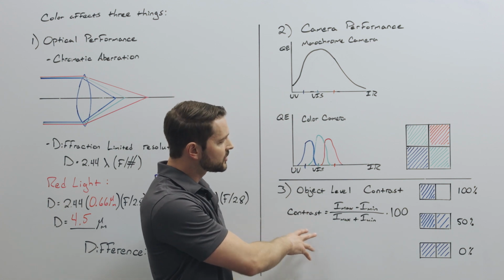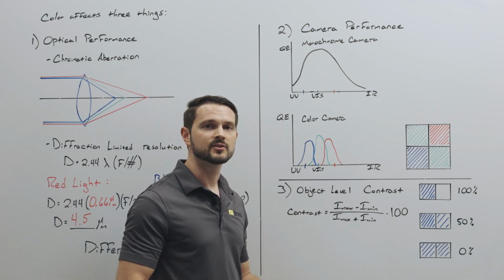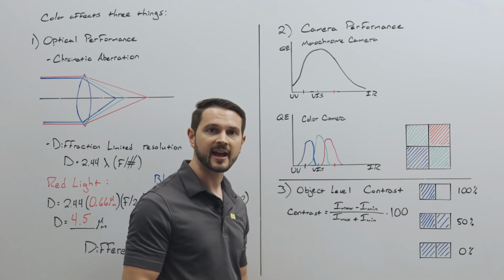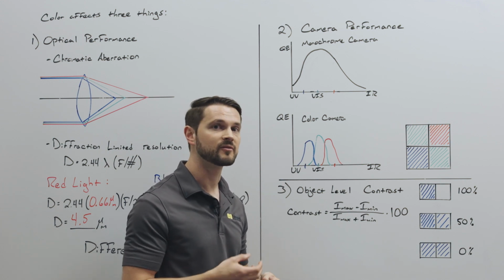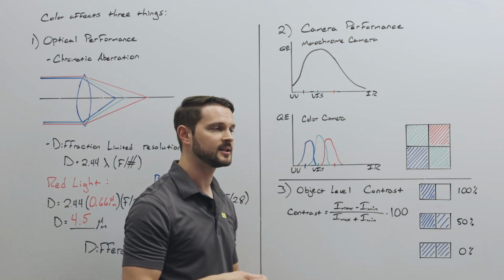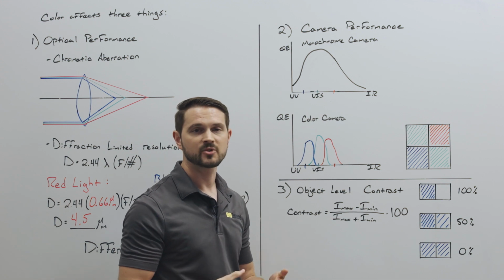The last thing that I want to focus on is our object level contrast, right? And so the type of light that you use has a huge impact on how your object's going to appear to your camera itself. And that's going to be one of the main things we're going to look at in the lab as well, is how does our object actually look?